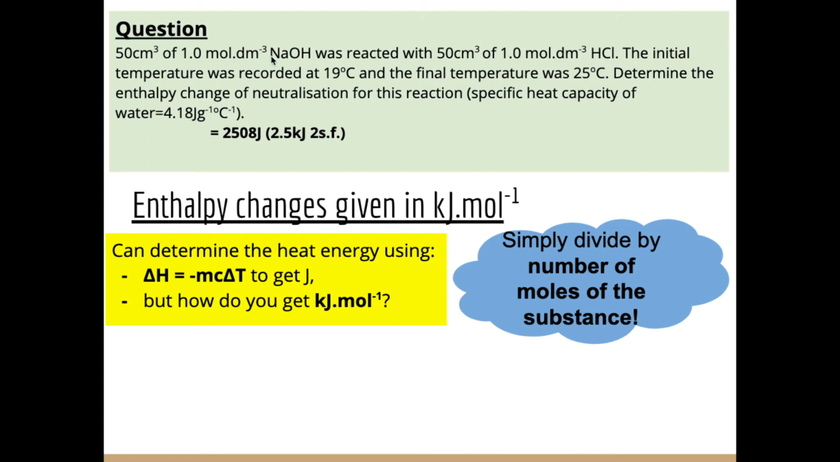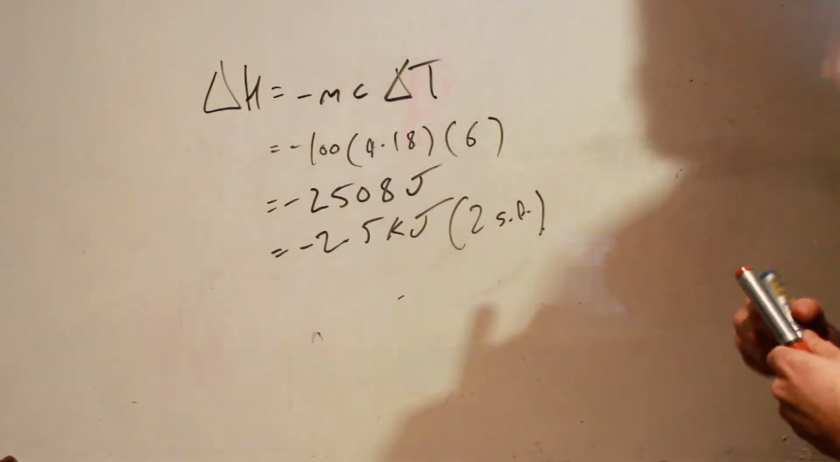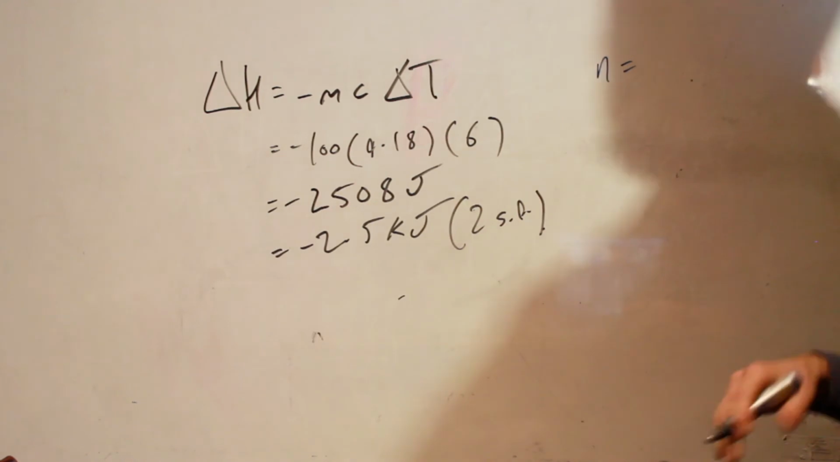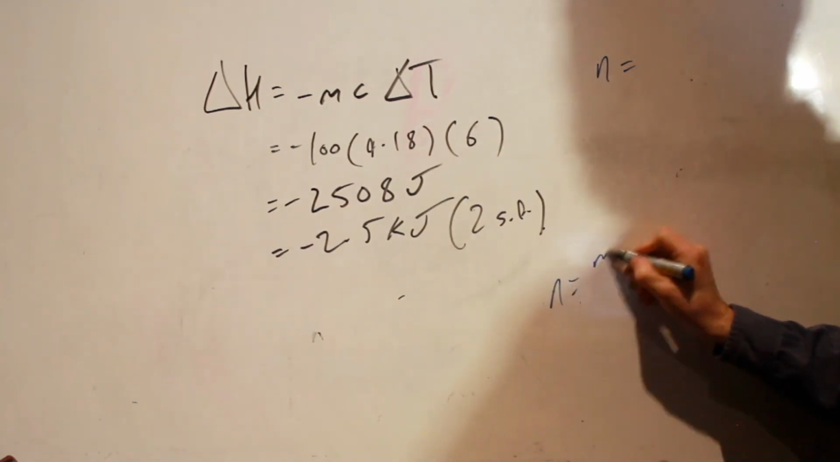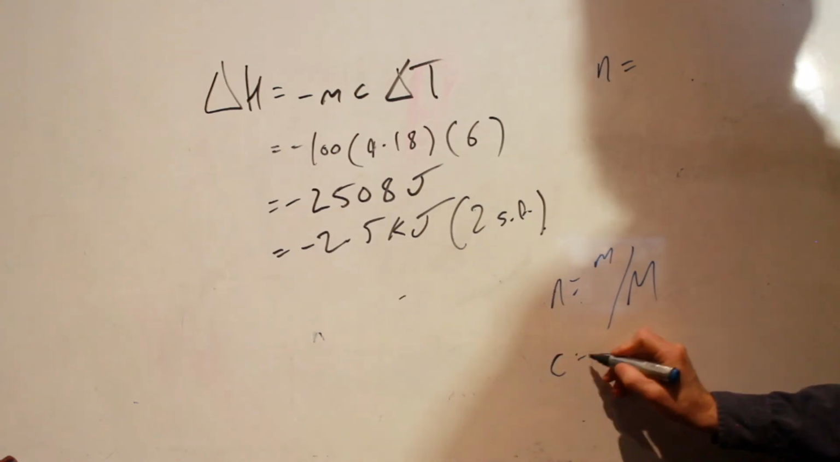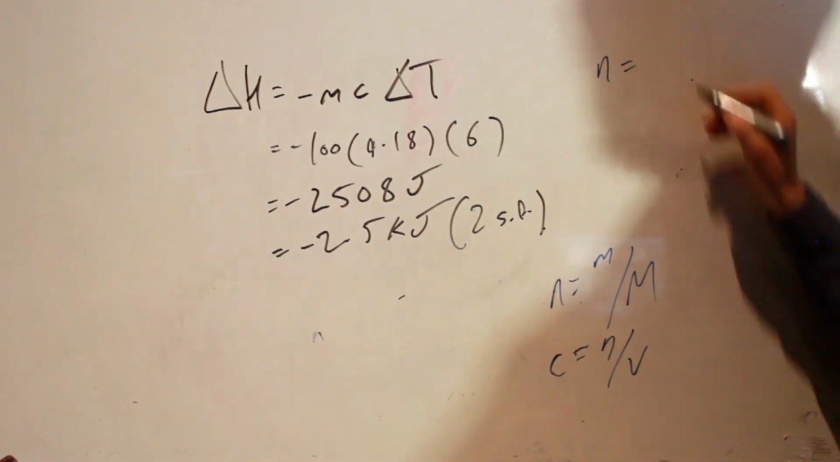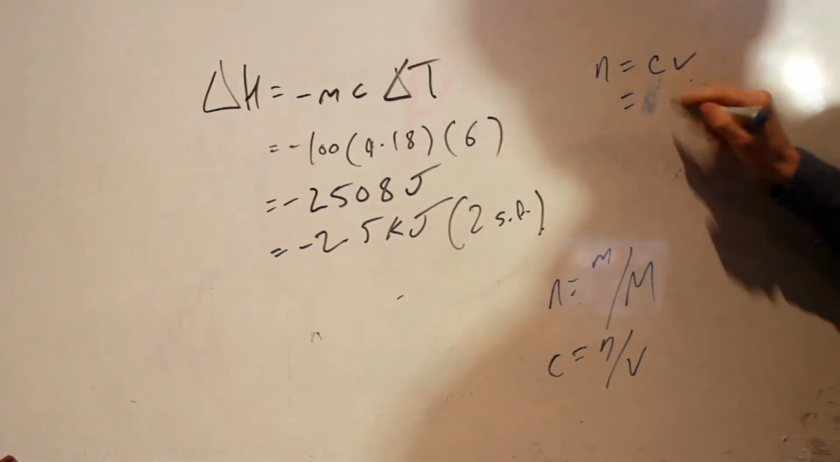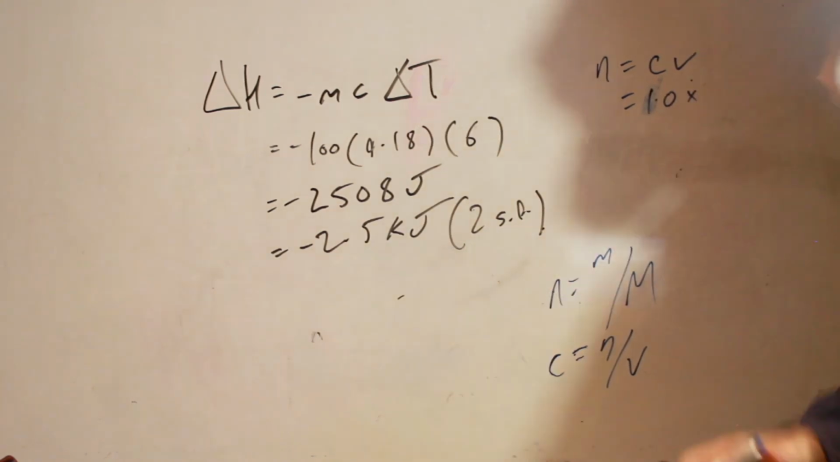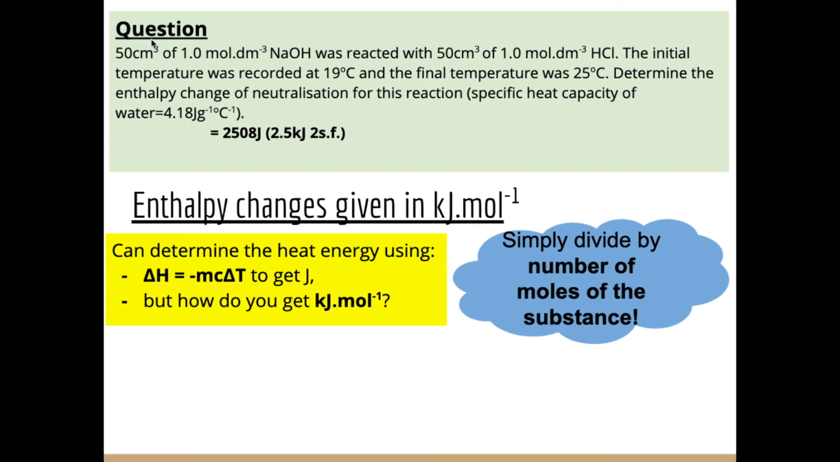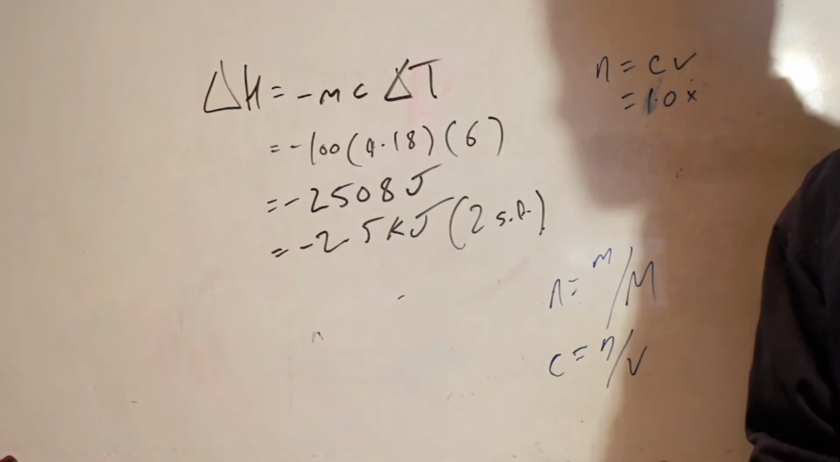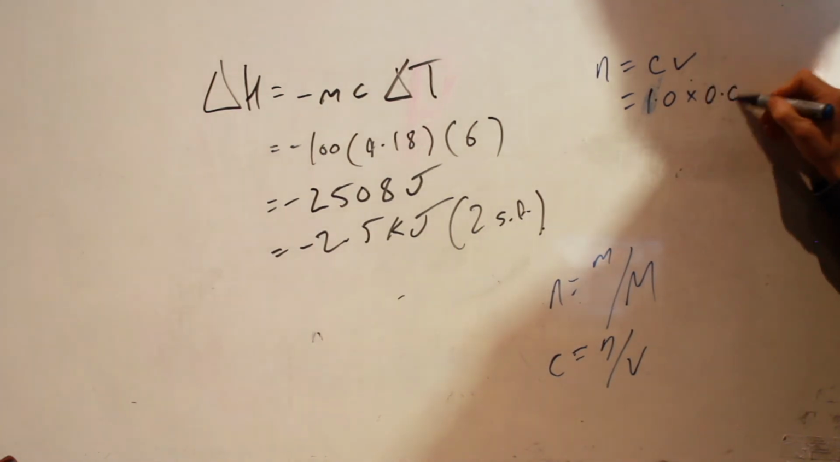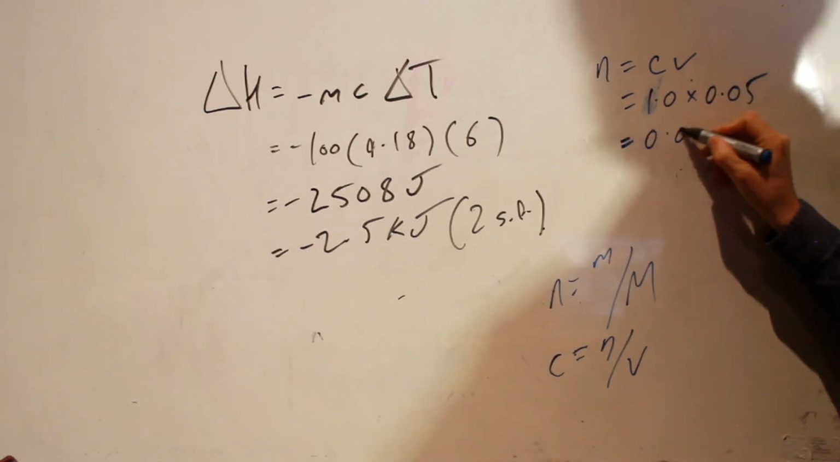So let's have a look up here, my substances. Both cases, I've got 50 centimeters cubed of a 1.0 mole per decimeter cubed solution. So I can get the number of moles from that. If we think back to our number of moles equation, we have n equals m over M, but we also have c is equal to n over V. So n is equal to cV. My concentration was 1.0. My volume, I've got to convert from centimeters cubed into decimeters cubed, so I'm going to divide by 1,000. So I'm going to multiply that by 0.05. And that's going to give me 0.05.